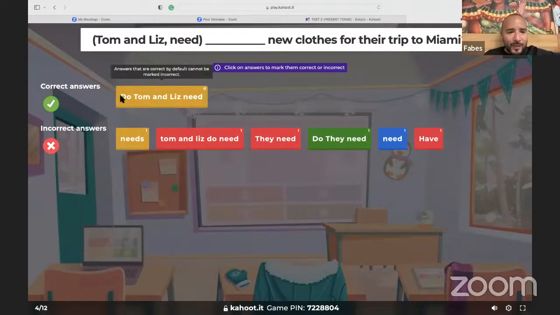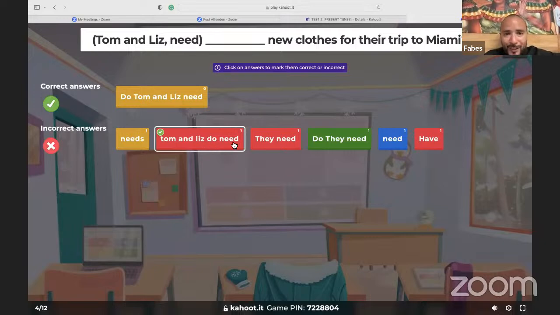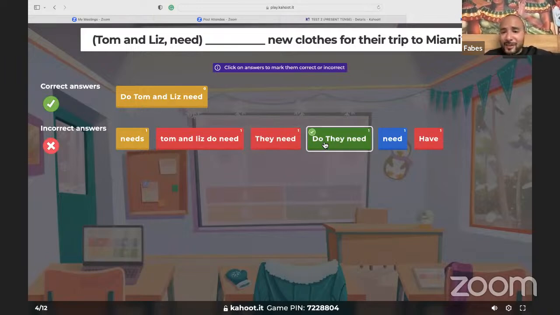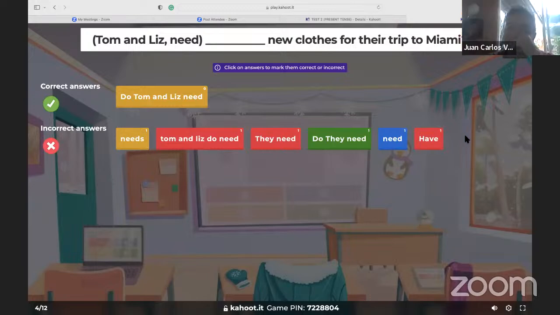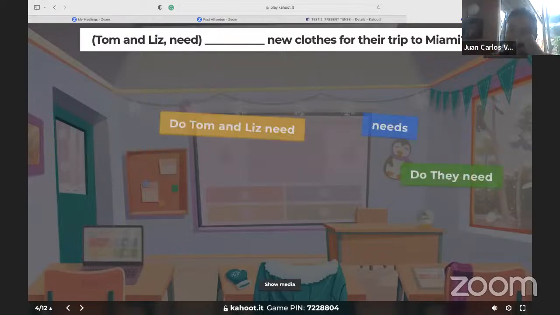Okay. So this would be the right structure because the question, do Tom and Liz need new clothes for the trip to Miami? This one was close. Tom and Liz do need that, but you need the do here to make it a question. Do they need is acceptable. It's fine. I could say this is also possible. Okay. But try to use the names that I give. Or if I use a pronoun, then by all means use the pronoun. Great. Thank you very much. And let's move on. Do they need is the right one.